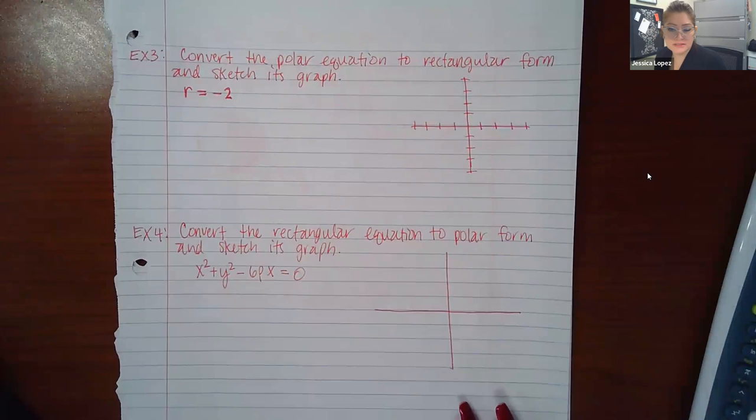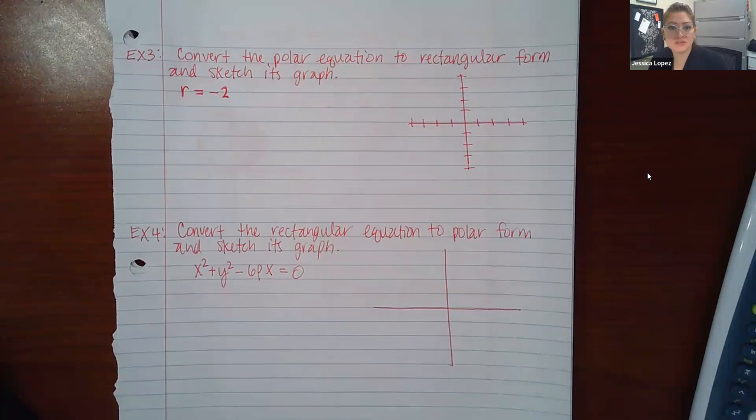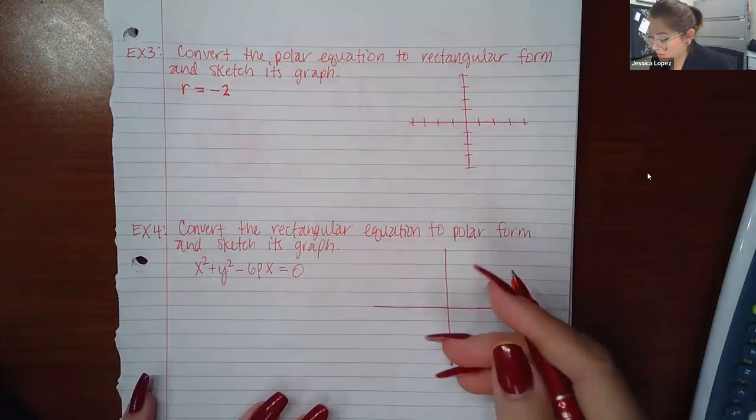Now, example 3 says for us to convert the polar equation into rectangular form and then sketch the graph. And now we know how to sketch the graphs of rectangular functions. So that's what we're going to do here: convert it first and then try to graph it.